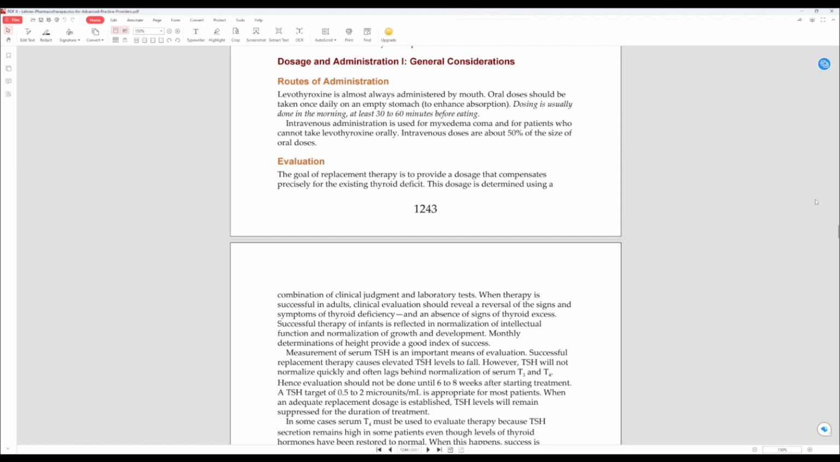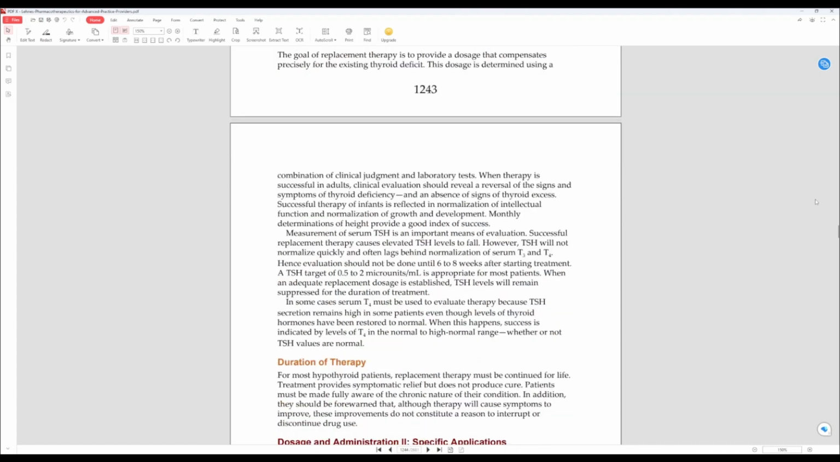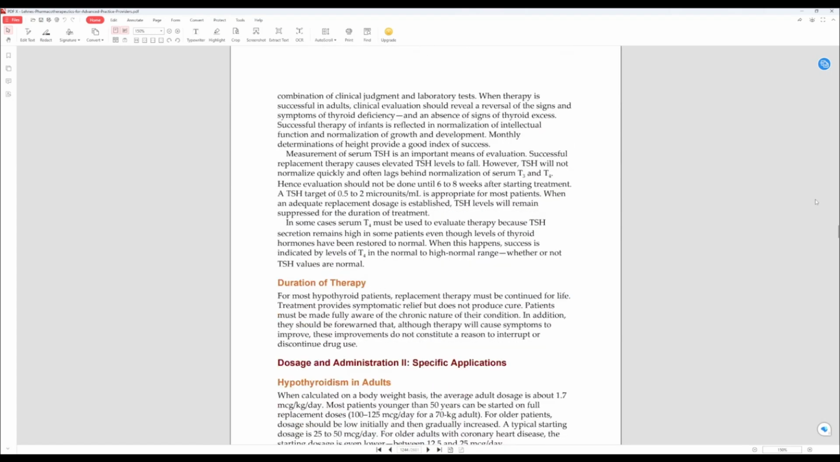When therapy is successful in adults, clinical evaluation should reveal a reversal of the signs and symptoms of the thyroid deficiency and an absence of signs of thyroid excess. Successful therapy of infants is reflected in the normalization of intellectual function and the normalization of growth and development. Monthly determinations of height provide a good index of success.